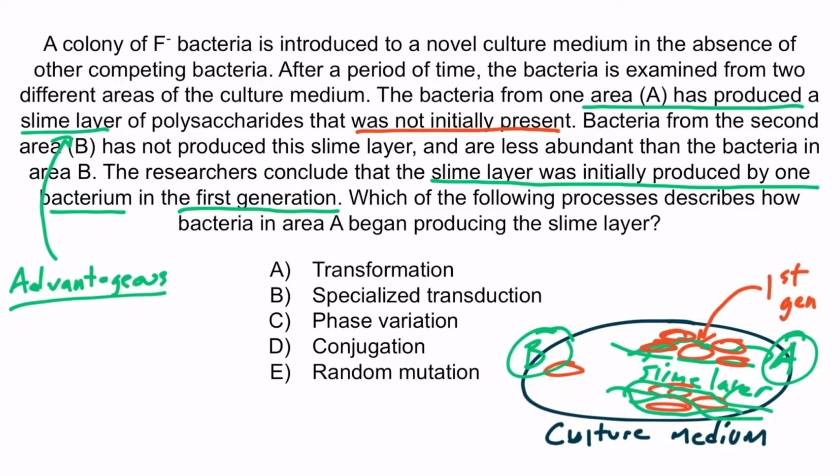So backing up, this first generation bacterium didn't have the slime layer, entered the culture medium, then produced it, and then it passed it on to its progeny and became more abundant. The bacteria in B, also part of the first generation, did not produce this slime layer and are less abundant. With that in mind, what explains this change? That would be answer choice C, phase variation.